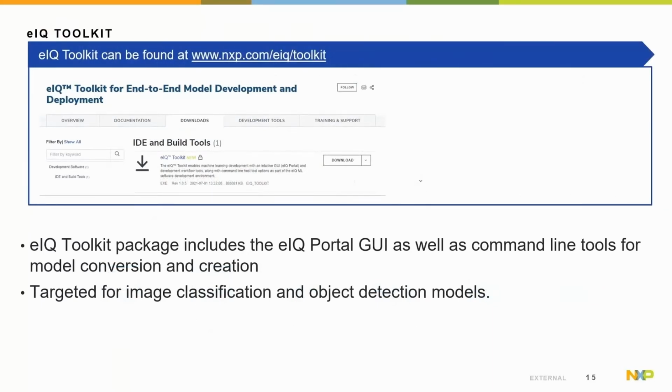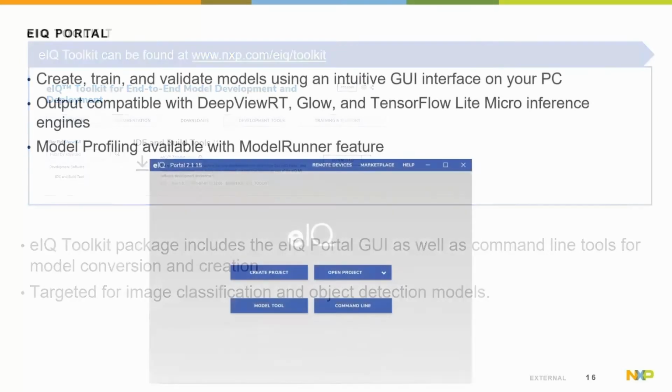And so this eIQ Toolkit can be downloaded from NXP.com. It includes the eIQ Portal GUI as well as the command line tools for model creation and conversion. You can use either. And it's targeted for image classification and object detection models, so for vision-based models. This will help you create those models, and then you can take the end result of that and run it on our NXP devices.